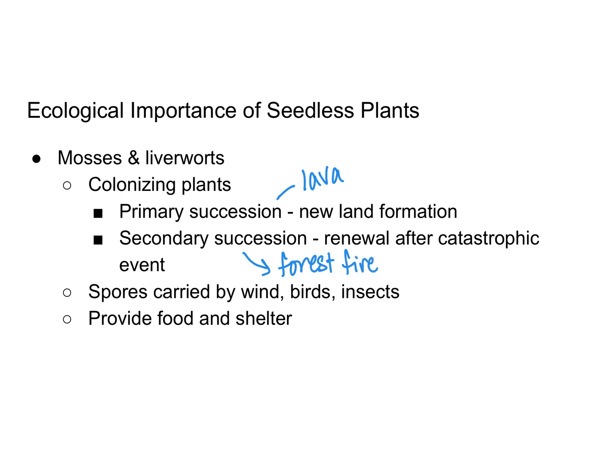And so the colonizing plants are the first ones that are able to come into the area and basically reestablish the base of the food chain. And oftentimes these plants are able to break down substances to release minerals in order to make the environment more hospitable for other plants and animals. The spores often get to these areas because they are carried by wind, birds, or insects, and they help to provide food and shelter for other organisms that are coming in to recolonize the area that has been destroyed or to newly colonize this new land that has formed.